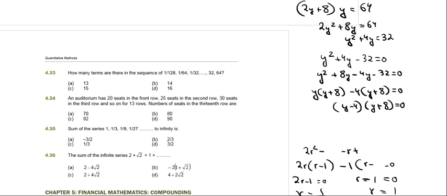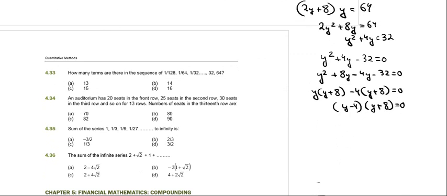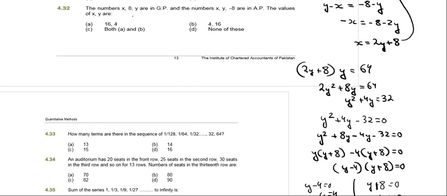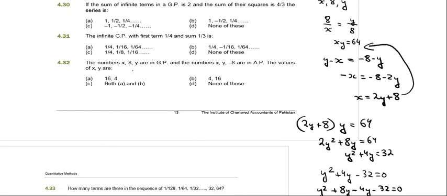And after that y minus 4 will be equal to 0, or y plus 8 is equal to 0. Therefore the two values of y will be: y minus 4 equals 0, y equals 4, or y plus 8 equals 0 and y equals minus 8. Finding the corresponding values of x, x is equal to 2y plus 8.